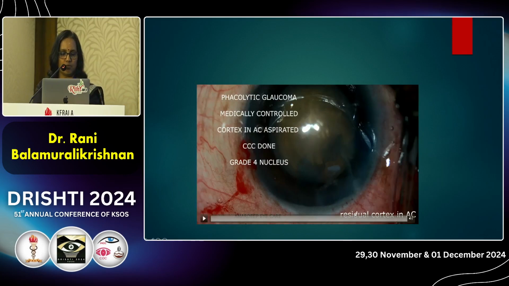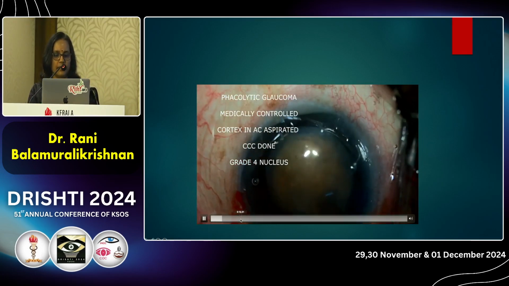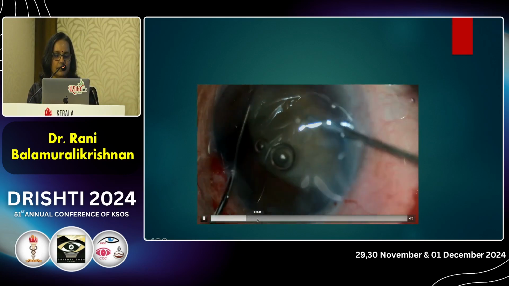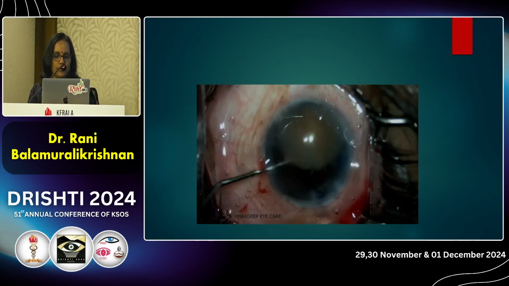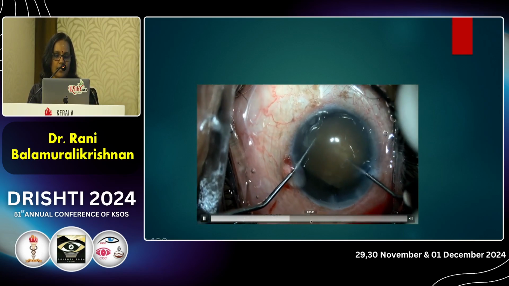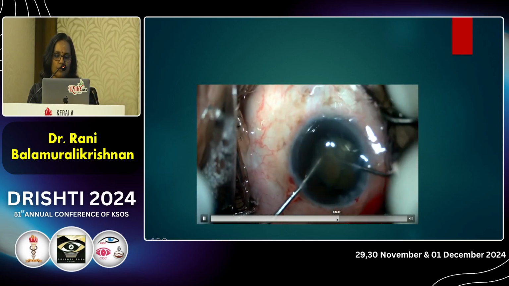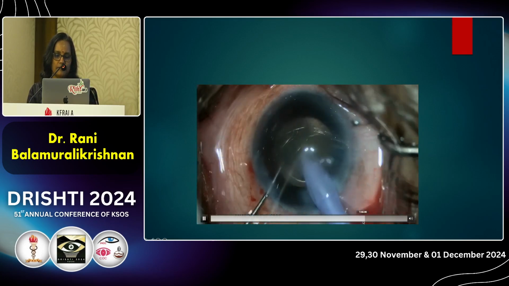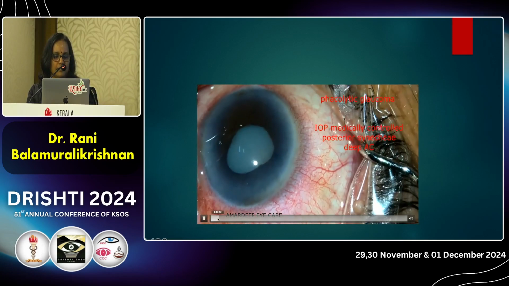This is another case of phacolytic glaucoma, which is medically managed. Cortex in the anterior chamber is aspirated. Here we could perform a CCC. A grade 4 nucleus is there, and it is prolapsed into the anterior chamber, and an IOL scaffolding is done. This will protect the zonules as well as the posterior capsule. You can do a pre-chopping in the anterior chamber and remove the fragments with the help of phaco, and the surgery is done.